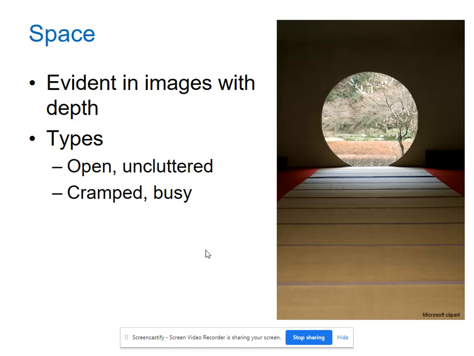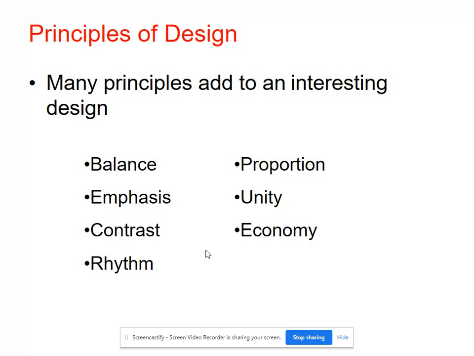Here's another one. Space is evident in images with depth. There's the open and uncluttered, and there's cramped and busy. So, Connor, what do you think? Cramped and busy or open and uncluttered? Show of hands. Who thinks it's open? No? Everybody thinks it's, what'd you say, Connor? I'm sorry, I lost track already. Cramped and busy? Okay, all right. So it's all a matter of your thoughts.